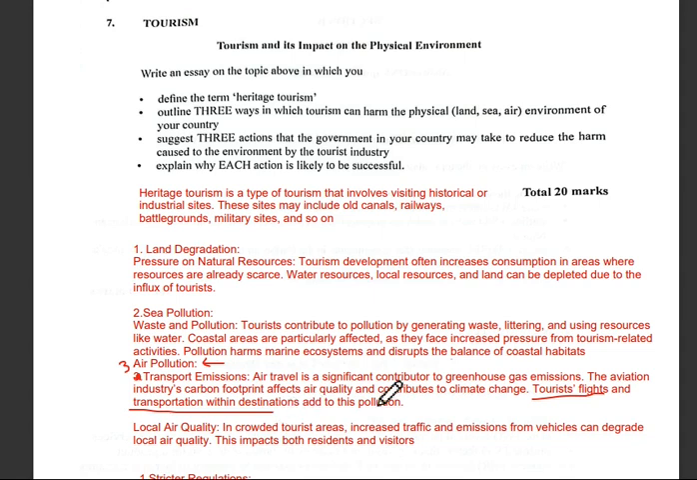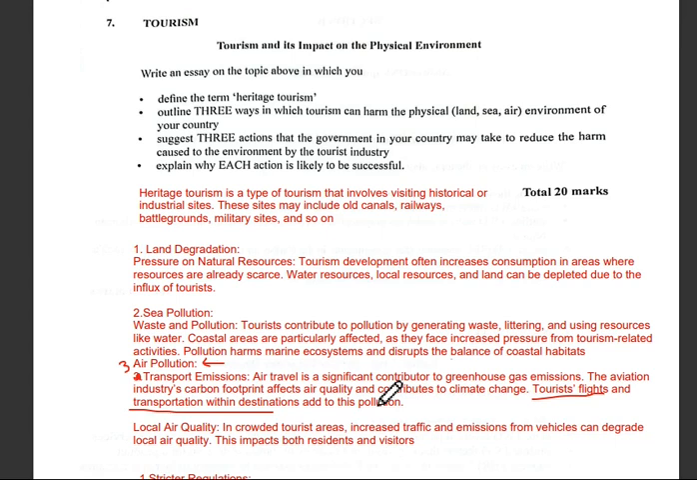Good. So here there's another point. I'm going to locate another point here, where we have local air quality. Local air quality is basically affected when a tourist area is crowded. Where we have crowding, eventually we would have an increase in traffic and emissions from vehicles that can degrade the local air quality.